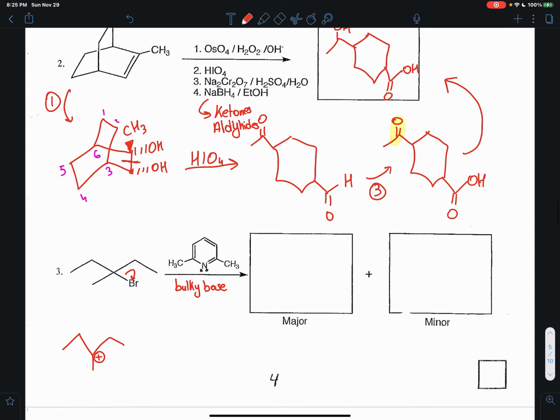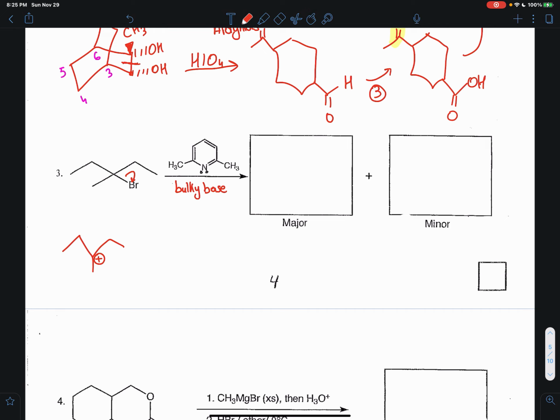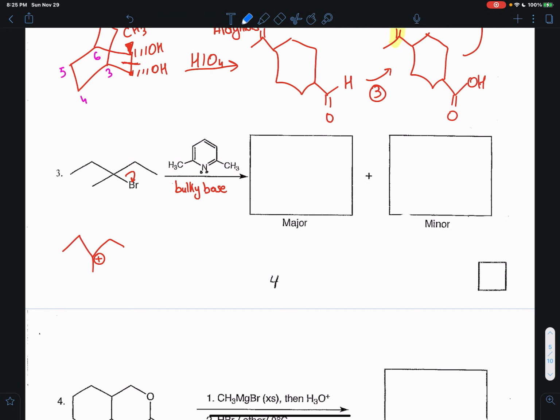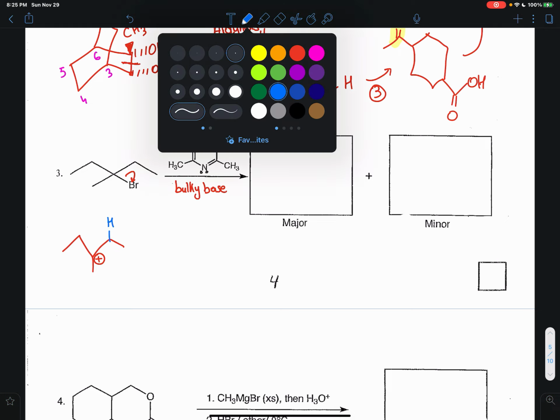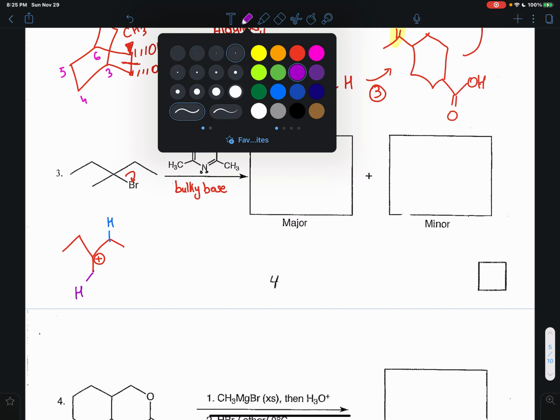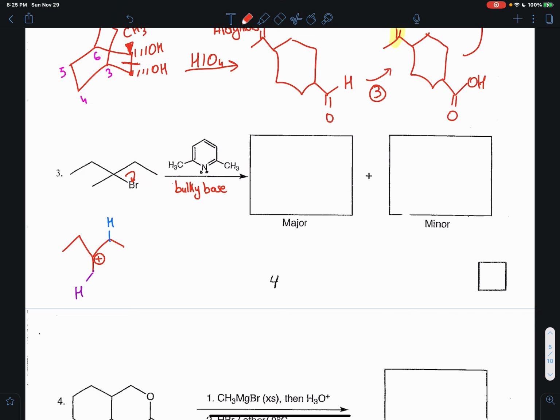Now that we formed the carbon cation, we have two possibilities to take the hydrogen and form an elimination reaction. We either have this hydrogen, the blue one, or we have the purple one, this hydrogen. Because we mentioned that this is a bulky base, we know that because it's bulky, it's going to take the hydrogen that is less sterically hindered. In other words, it's going to form the less substituted alkene, right?